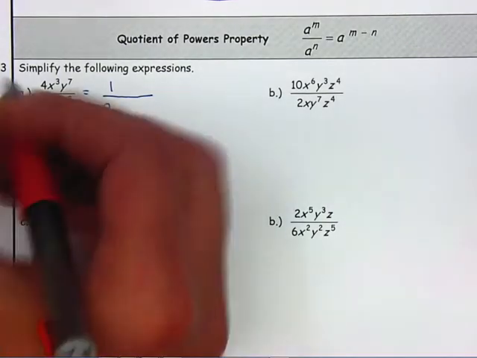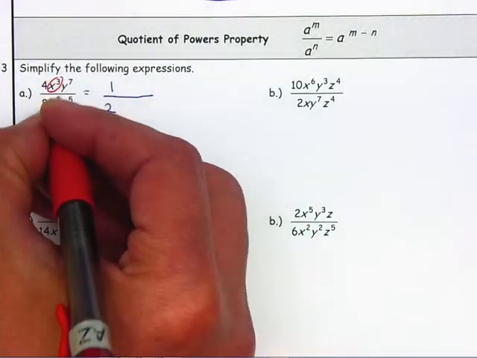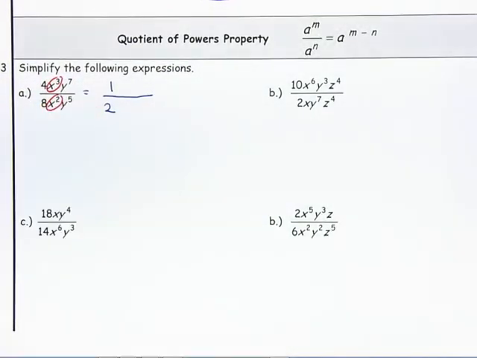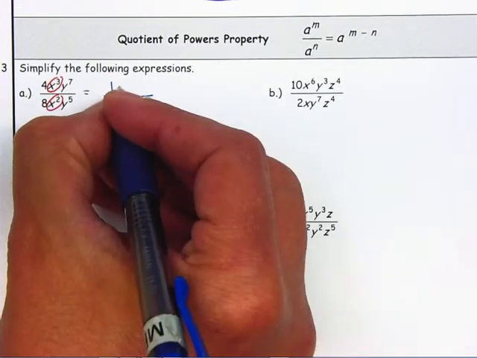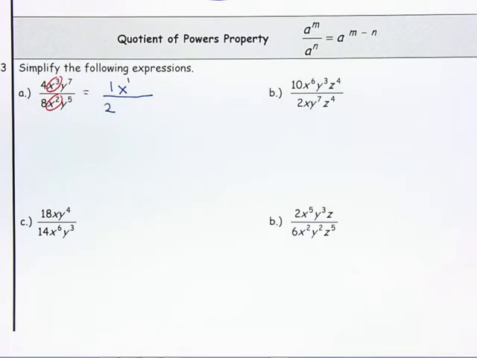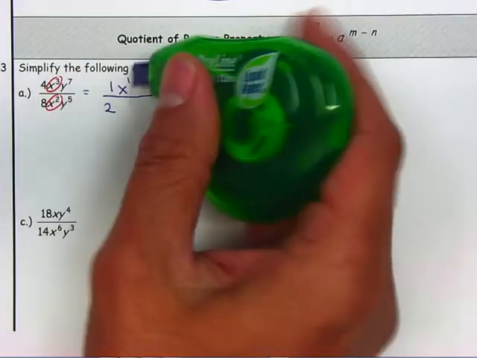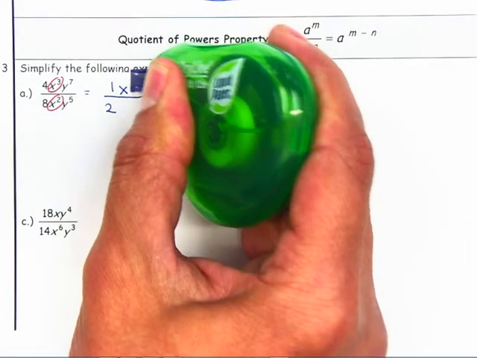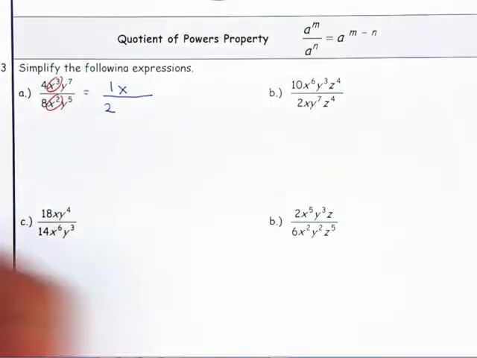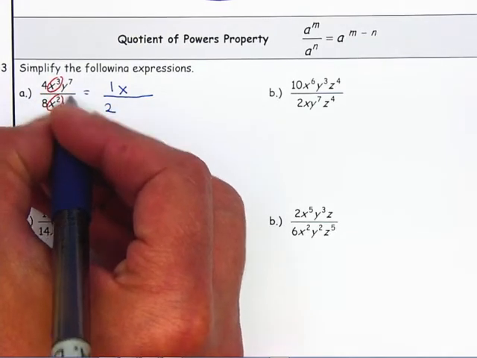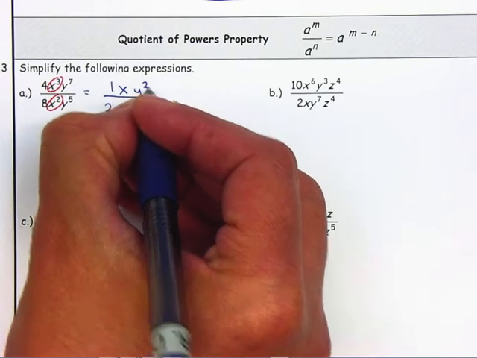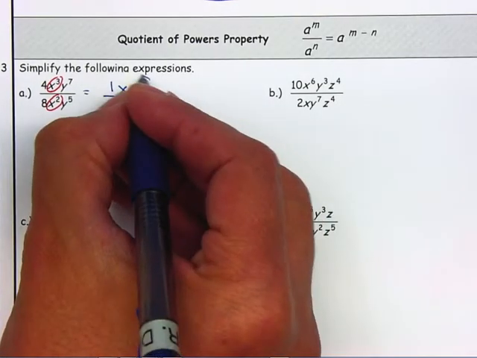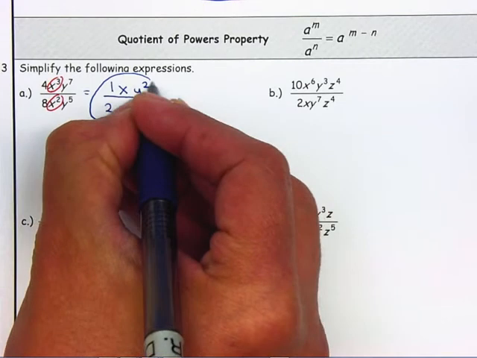Now for the exponents. We have x to the third and x to the second power. I must subtract the exponents. So 3 minus 2 will give us 1. So x to the first power. Now remember, you don't need the 1, so you don't have to write down the first power. I'm going to get rid of it. The y's. I must subtract the exponents. 7 minus 5 will give us a 2. So y to the second power. That is the quotient property of exponents.